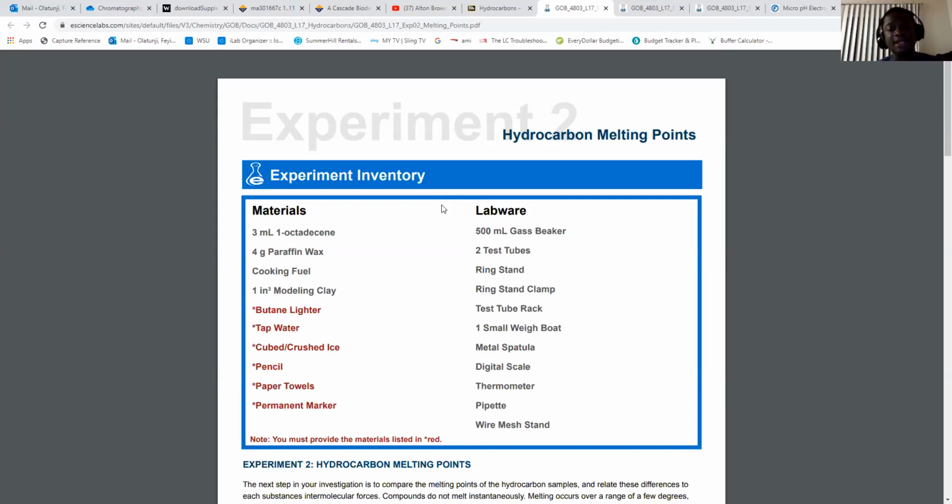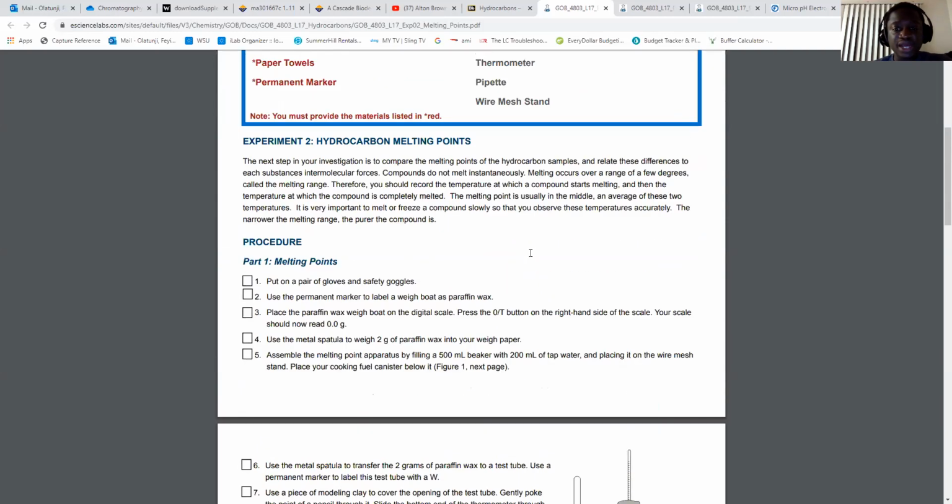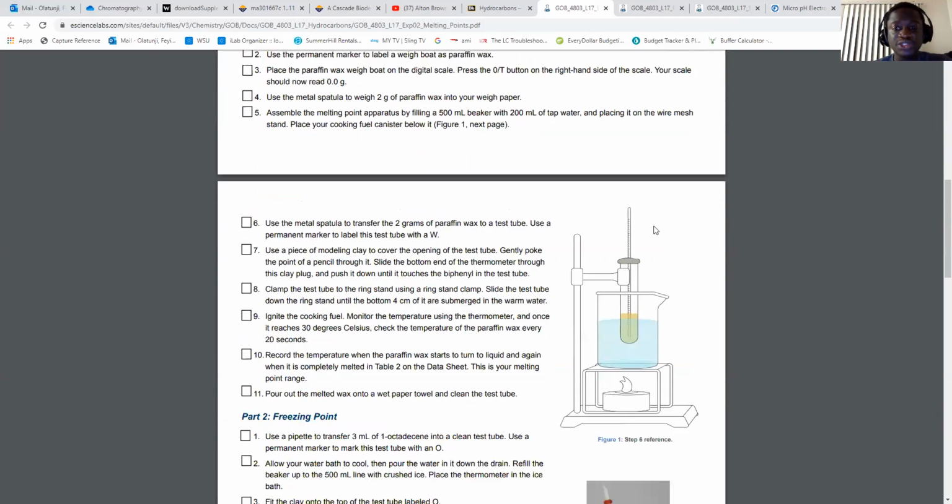So have that at the back of your mind while you're doing this experiment. Another thing I want you to look out for is, when you set up your experiment, you want your thermometer to be sitting inside your solid, just as it's written here. Don't let your thermometer get suspended on top of your solid or hit the bottom of your test tube. You want it to be sitting suspended inside the solid.